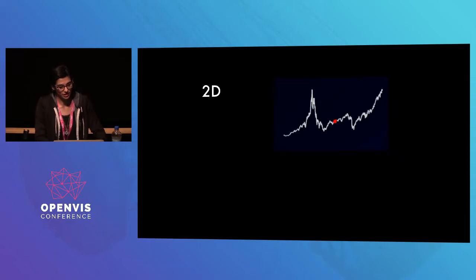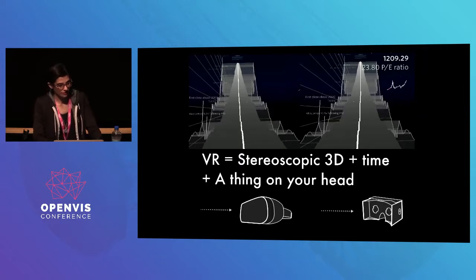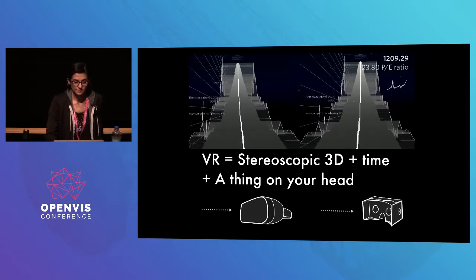Here's a 2D line chart. Here's a 3D line chart. Here's VR, or what you would see if you were wearing a VR headset. So it's 3D in stereoscopic, so you get a different image in each eye. And you get an added dimension to play with, which is time or motion, if you choose to use it. And you have a thing on your head that looks like maybe one of these things, the Oculus or Google Cardboard, or Samsung Gear, or there's a lot of them coming out now.